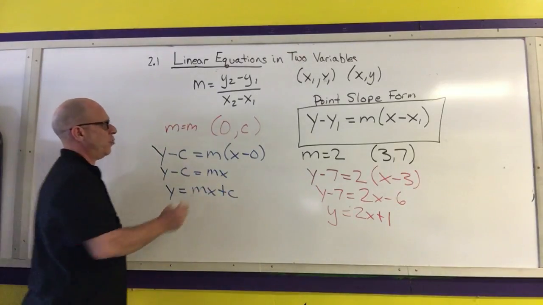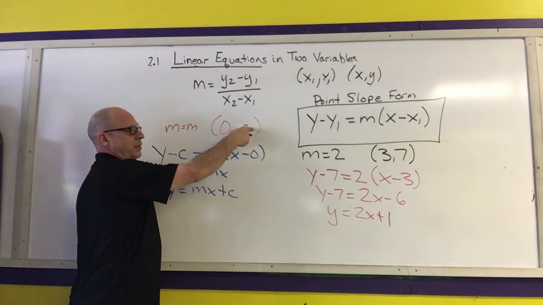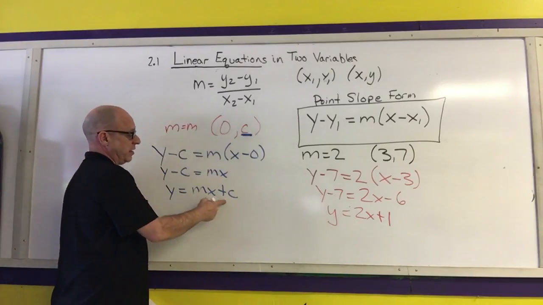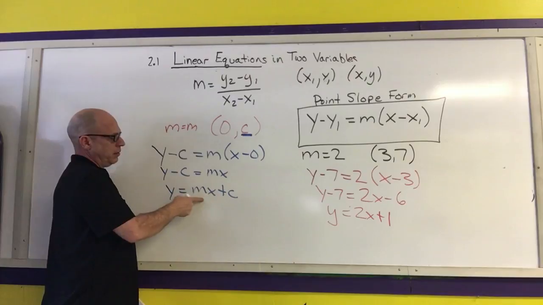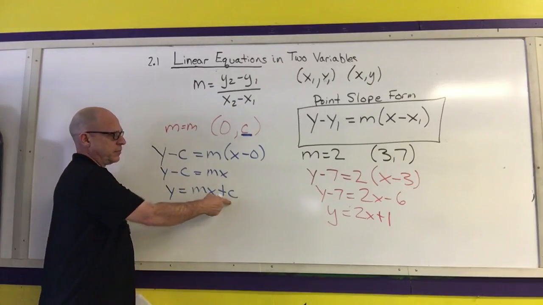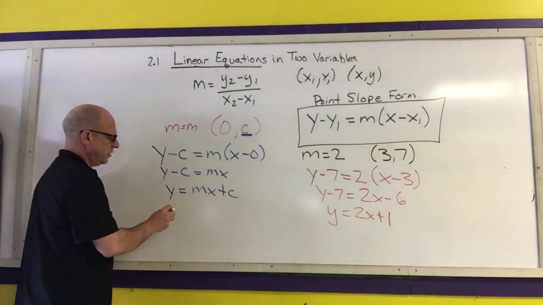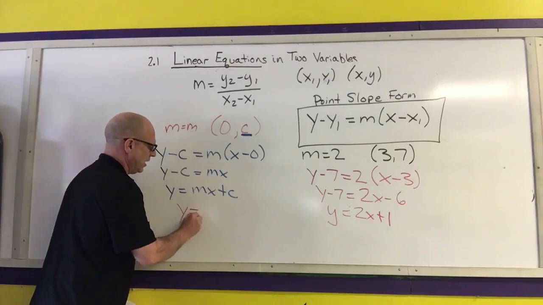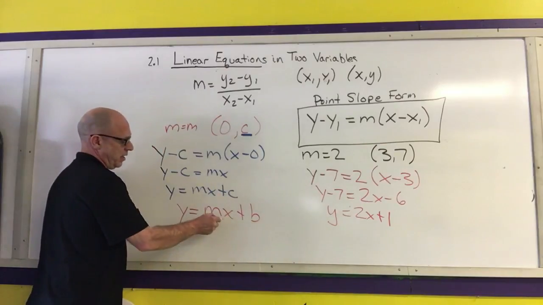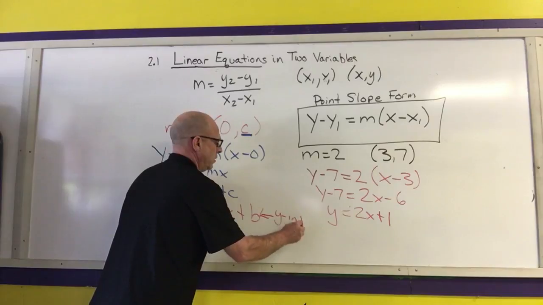And if you remember what that c stood for, it was actually the y-coordinate of a point on the y-axis. And so what this is telling me is, hey, I've got a line that has a slope of m, and that crosses the y-axis at this point. And instead of using c for a constant, a lot of times you will see this equation written as y equals mx plus b, where, again, m is the slope, and b is the y-intercept.